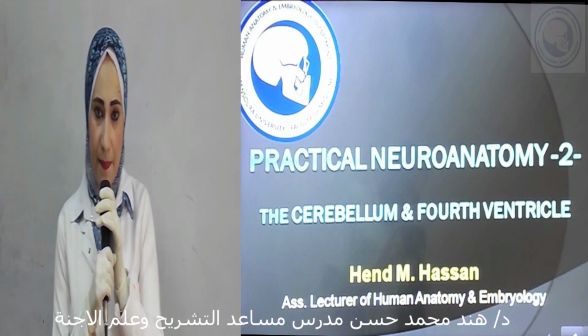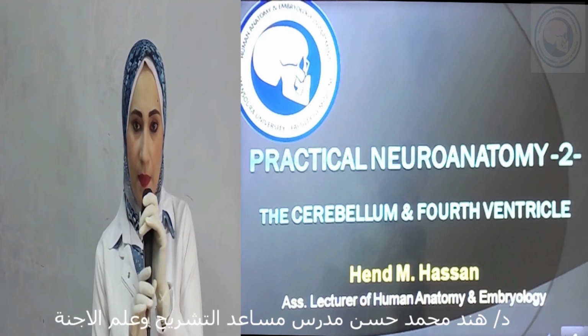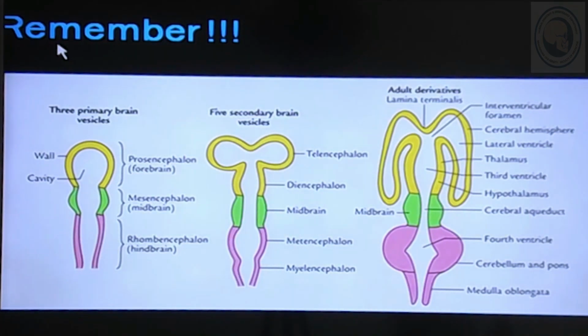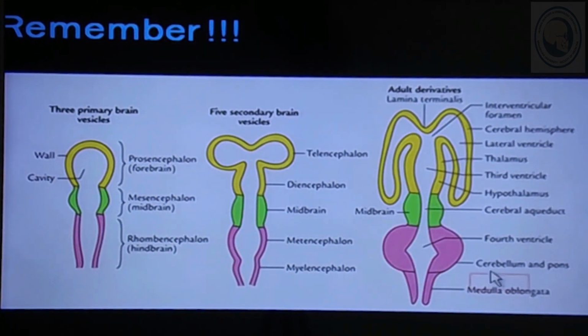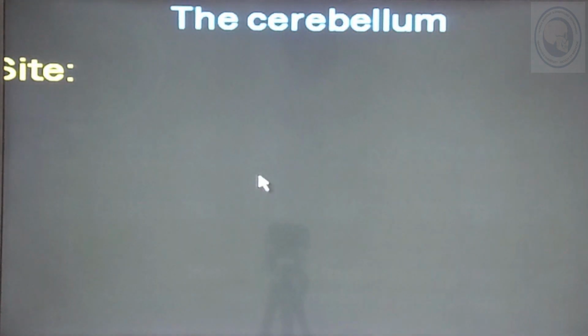Inshallah, we will carry on the practical topics of neuroanatomy, and the topic to be discussed now will be the cerebellum and the fourth ventricle. Firstly, let's remember from where the cerebellum develops. Cerebellum develops from the dorsal part of the mesencephalon, and the fourth ventricle is the cavity of the hindbrain or the rhombencephalon. What about the cerebellum regarding the site?